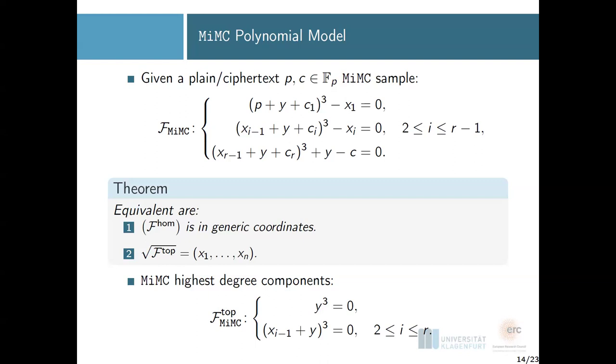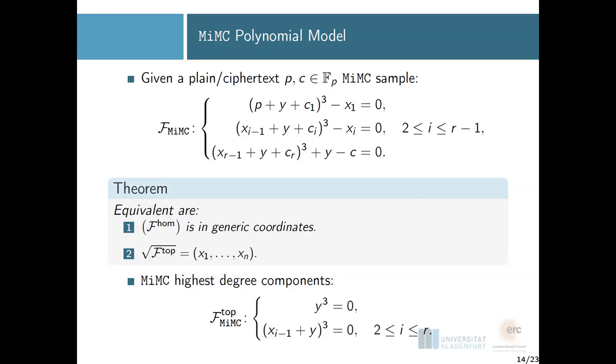And well, to verify generic coordinates, we pass to the radical ideal. So we have y to the power of 3 equal to 0, which implies y equal to 0. Then we substitute y equal to 0 into here. Then we have x to the power of 3 equal to 0, which means x equal to 0 in the radical. Great. Okay, MIMC is in generic coordinates. So we have proven Gröbner basis complexity estimates for MIMC.